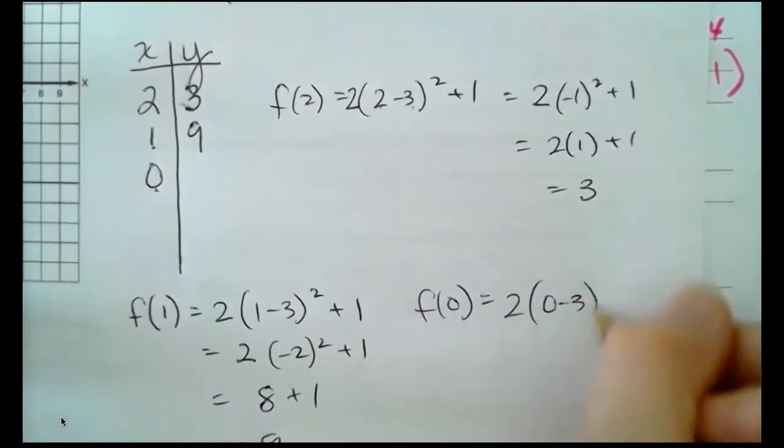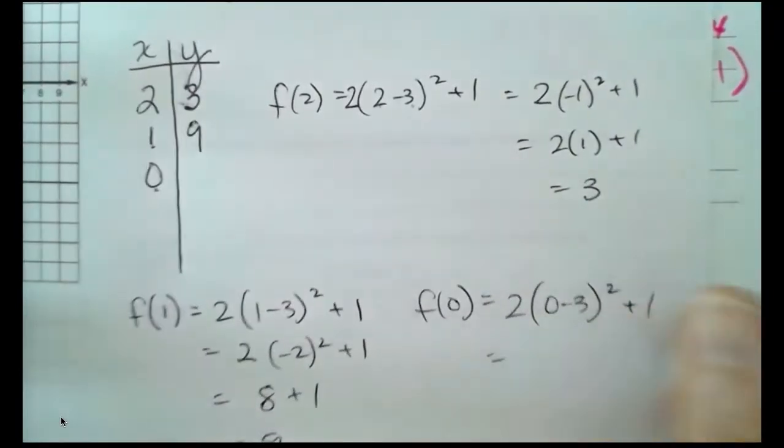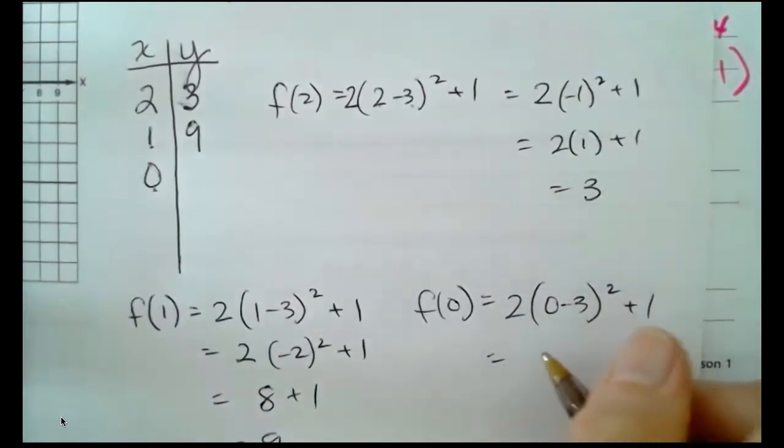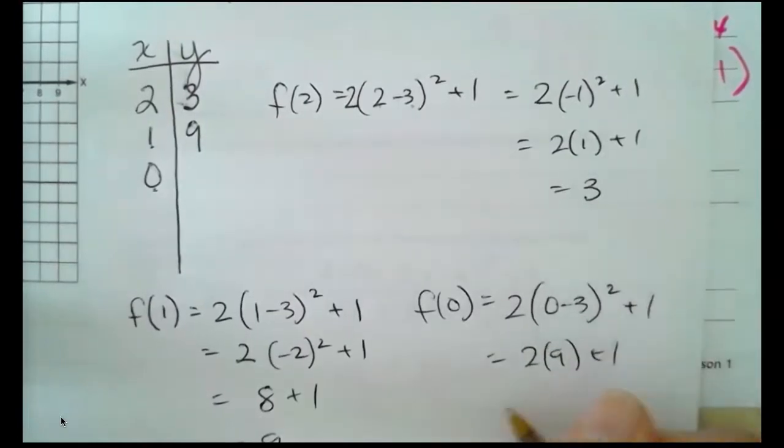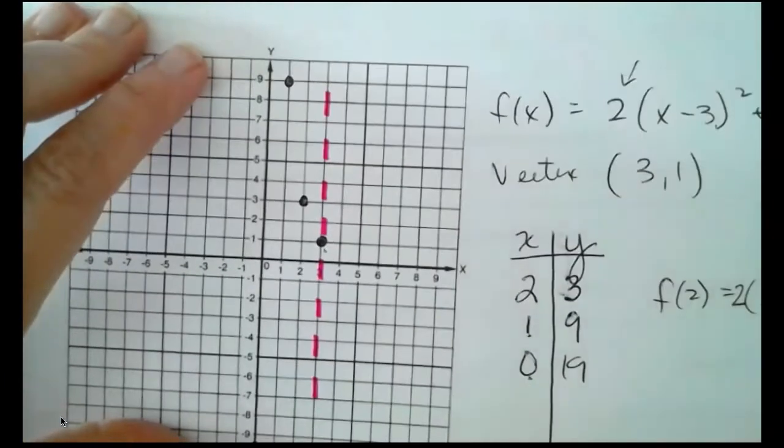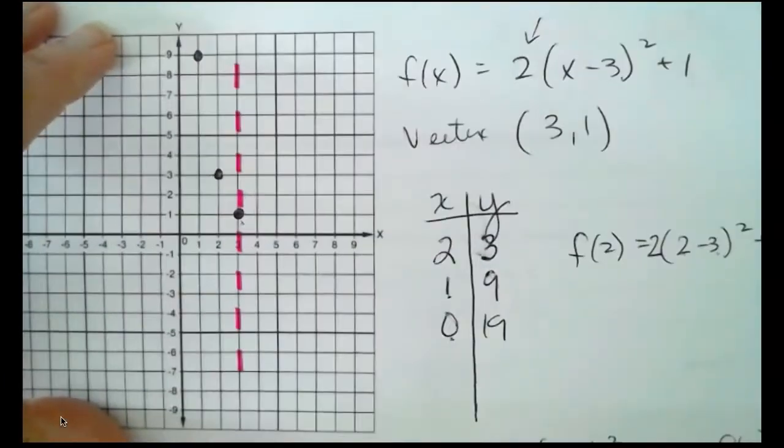Now for 0: 2 times (0 minus 3) squared plus 1. That is negative 3 squared, which is 9. 2 times 9 is 18, plus 1 is 19. Not going to fit on our graph. So we've got a tall, skinny parabola here.